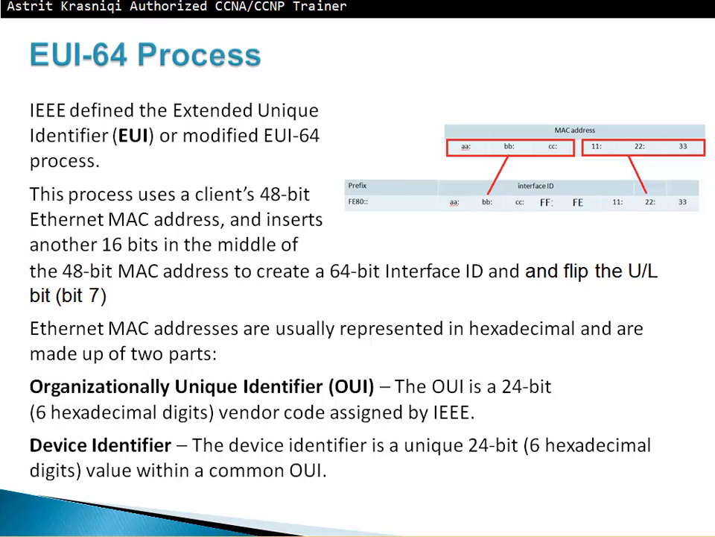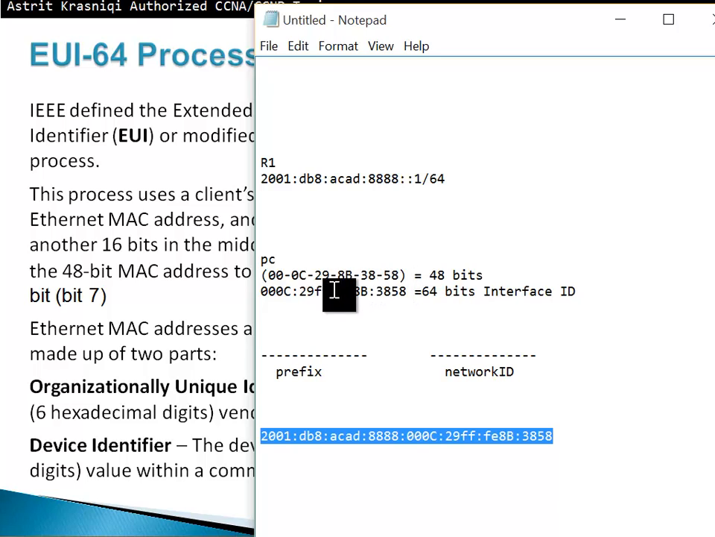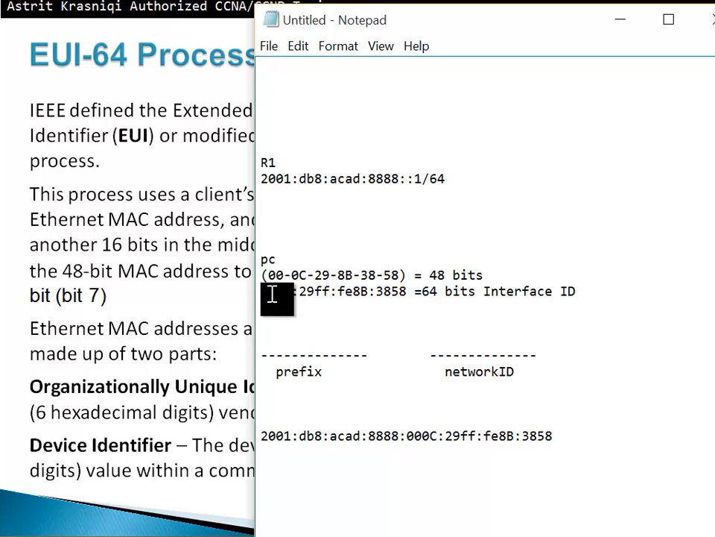EUI-64, the IEEE-defined Extended Unique Identifier, or modified EUI-64 process. This is the process I was telling you about. Using the client's 48-bit MAC address, insert 16 bits in the middle of the 48-bit MAC address to create a 64-bit interface ID, and flip bit 7. So for example, we are taking the MAC address and splitting it, and we are inserting FFFE in the middle. Like we had here, we inserted FFFE in the middle. Now the 7th bit, which is here, is going to be flipped.